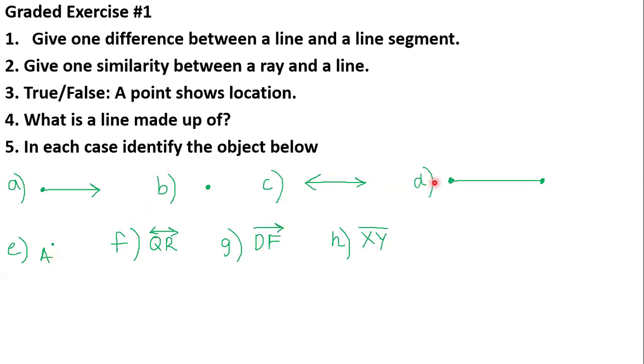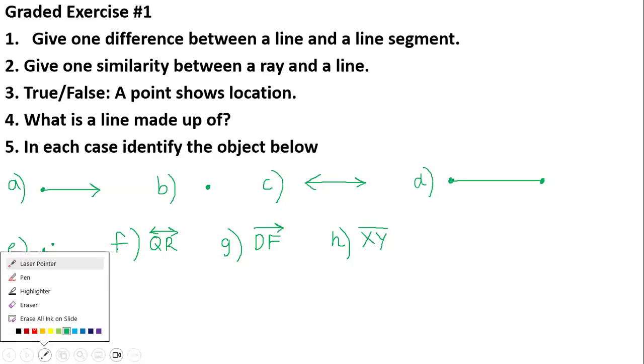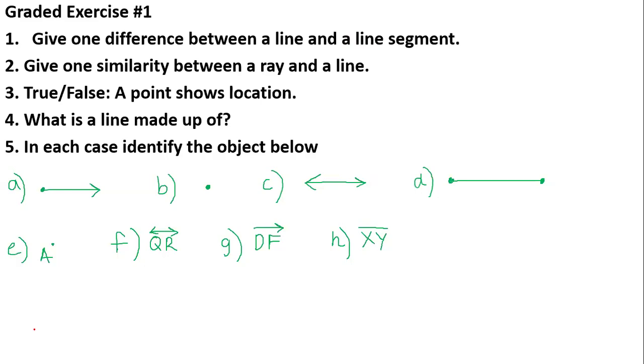Okay, any volunteers for number 1? Let's go over it. I need a volunteer for number 1. Who's going to help me with number 1? Go ahead, Cleveland. What is the difference between a line segment and a line? Someone want to help him? Can I answer? Go ahead.